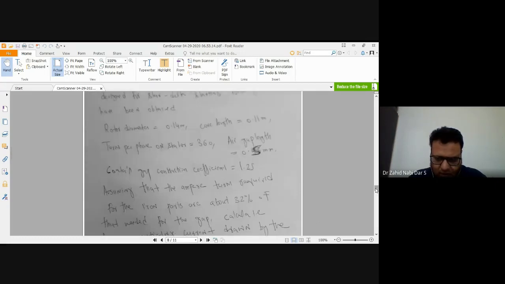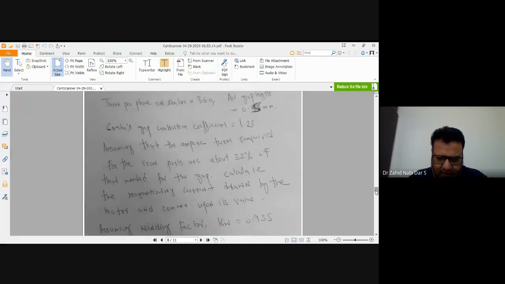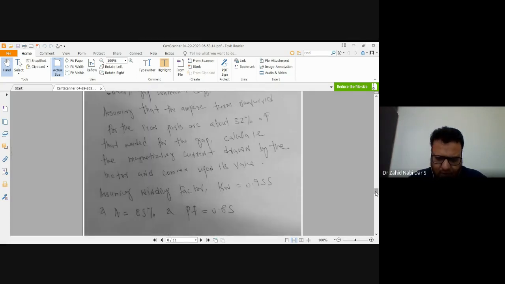Okay. So now, this is an examination problem that appeared in the exam, similar to it 2-3 times, so it's very important. Assuming that the ampere turns required for the iron parts are about 32% of that needed for the gap, calculate the magnetizing current drawn by the motor and comment upon its value. And assuming winding factor Kw to be 0.955, efficiency to be 85%, and power factor 0.85. So these are the data given.